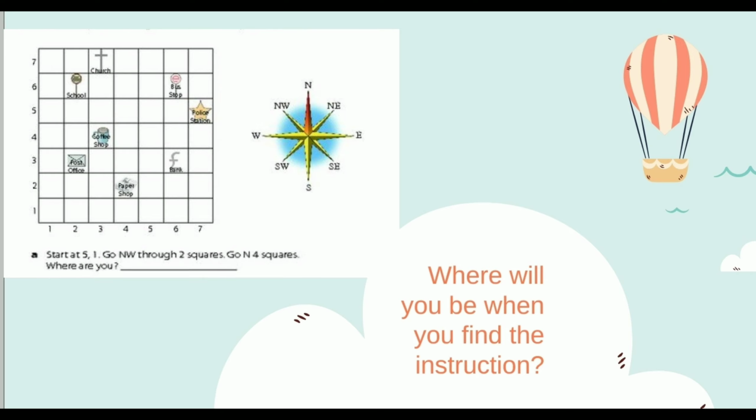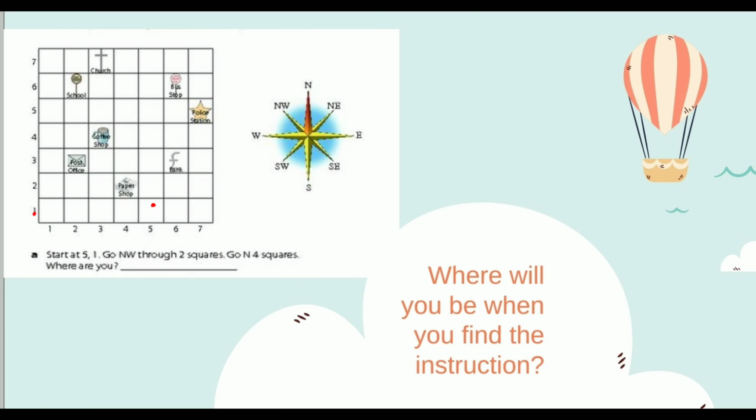So we have an activity here, and the instructions read, where will you be when you find the instruction? All right, so we're going to look at the instruction and then find out where you will be. Let's look at the first one. It says start at 5-1, and these are coordinate points. We know that our 5 comes first, and usually I just say, if it comes first it's at the bottom, if it comes last it's at the side. Describing it is a whole other video, so I'm making it as simple as possible. So let's start at 5-1, and those are our coordinate points.